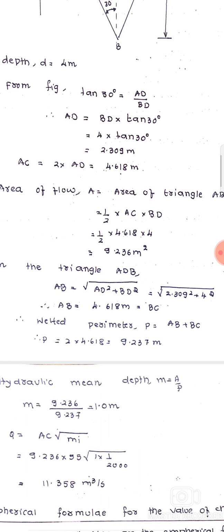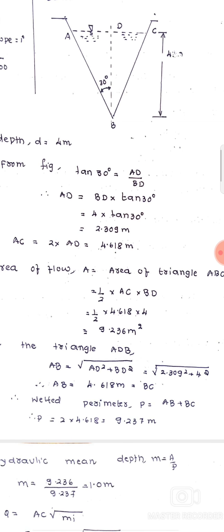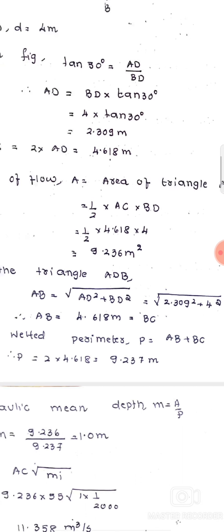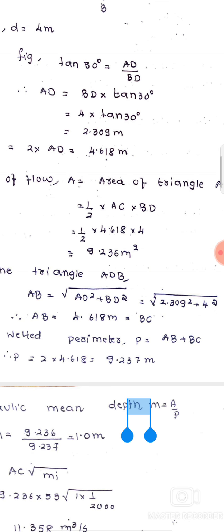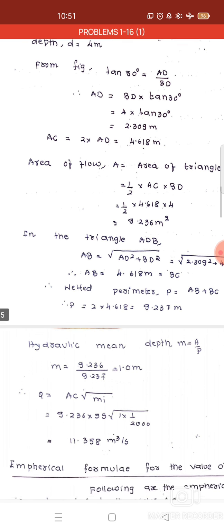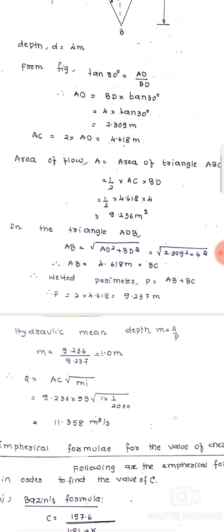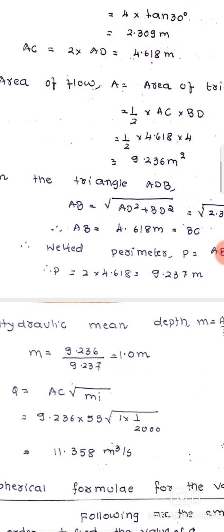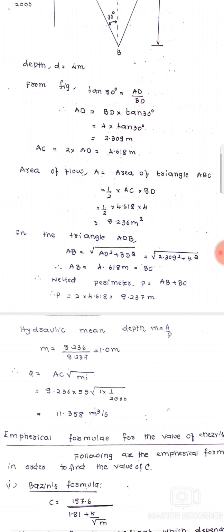Then the wetted perimeter. We have calculated AB as well as BC. That will help us find the perimeter, because the water touches the surfaces between A to B and B to C. So perimeter is AB plus BC, that is 2 into 4.618 meters, or 4.618 plus 4.618, which gives the perimeter as 9.237 meters. Then hydraulic mean depth is A by P, M is equal to A by P. Area is calculated and perimeter is calculated. So area is 9.236 meters square and perimeter is 9.237. Then you will get hydraulic mean depth as 1.0 meters.